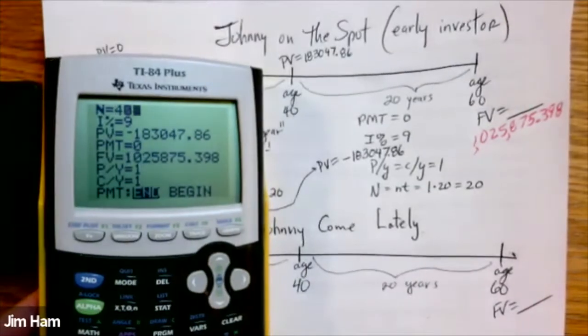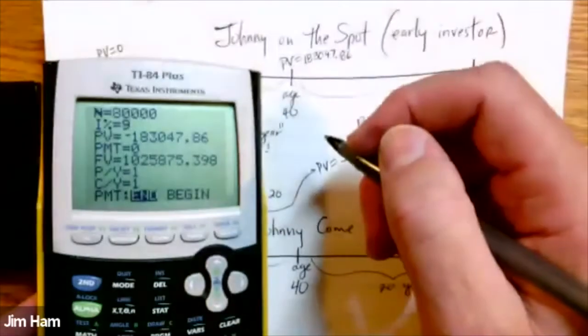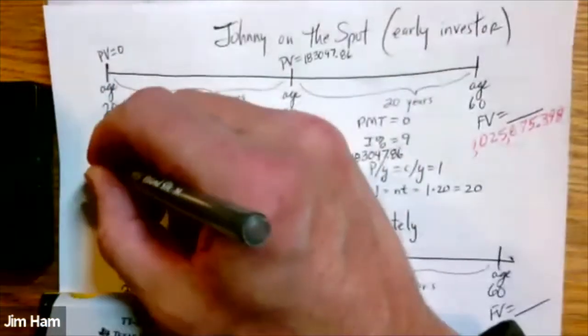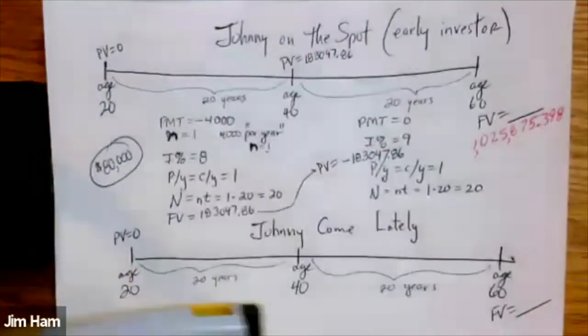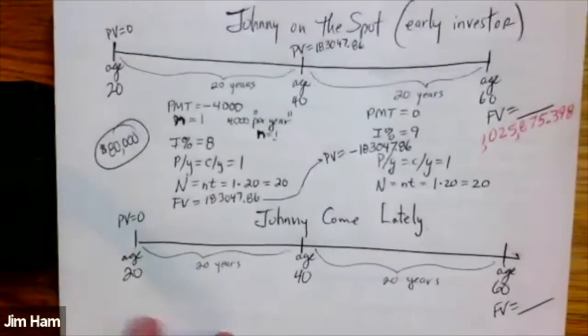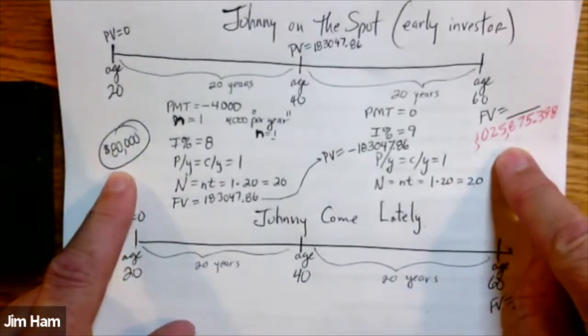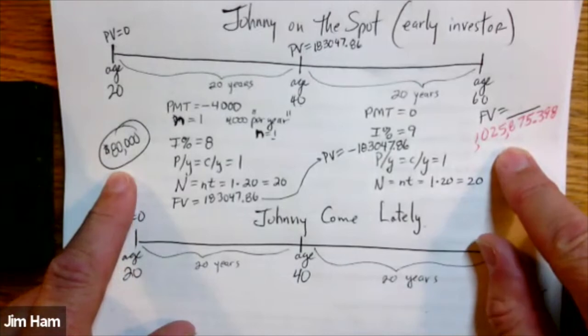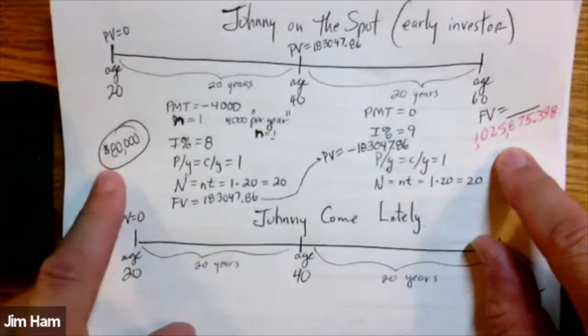And $4,000 per year times 20 years, $80,000. So you invested $80,000, and at the end of 40 years, it has accumulated to over $1 million. This is not magic. This is mathematics. It's called compound interest. And in order to make this amount over here, you have to start early.